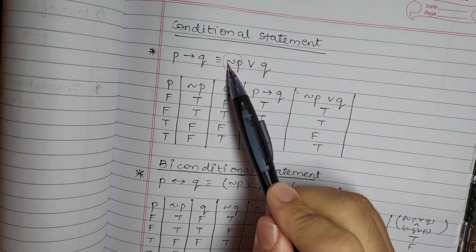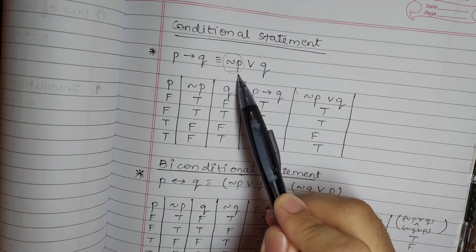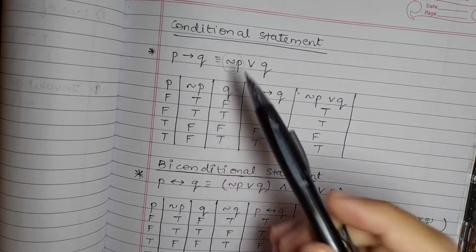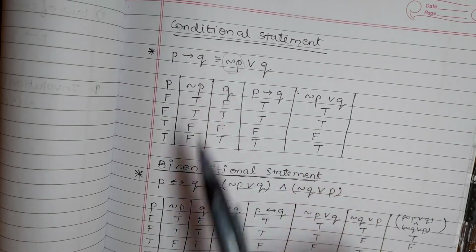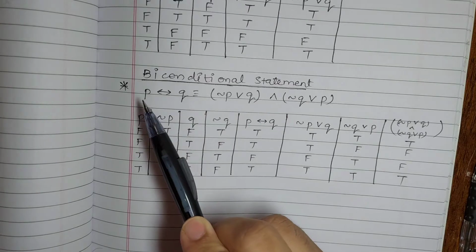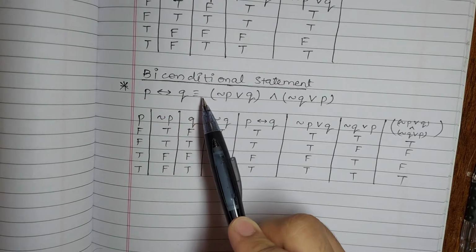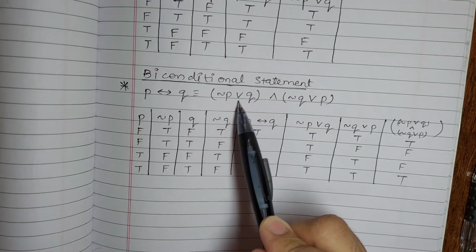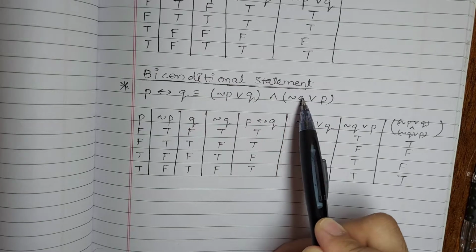Remember that this is not the negation of the entire operation. It is just the negation of the P operation. Next one is the biconditional statement, where P double implies Q is also equal to negation of P or Q and negation of Q or P.